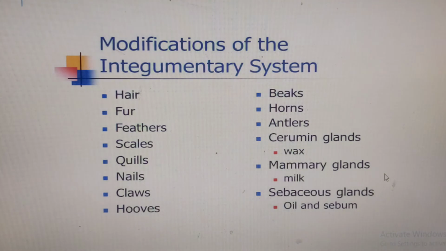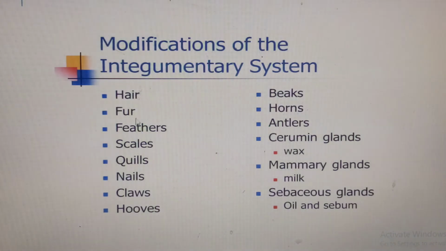I told you that the main component of the integumentary system is the skin. But apart from the skin, there are derivatives or modifications of the skin, which we call the appendages of the skin. In humans, we've seen the hair, the sebaceous glands or oil glands, and the sweat glands. The sweat glands are modified to become mammary glands of the breast to make milk. In the external ear, the ceruminous glands are modified apocrine sweat glands, secreting cerumen, that is, ear wax.